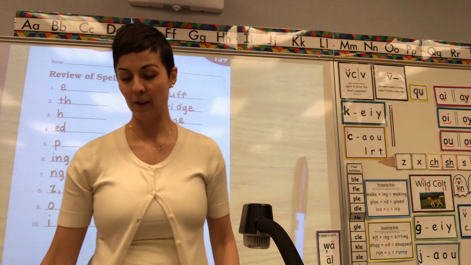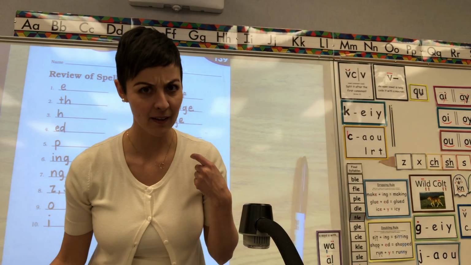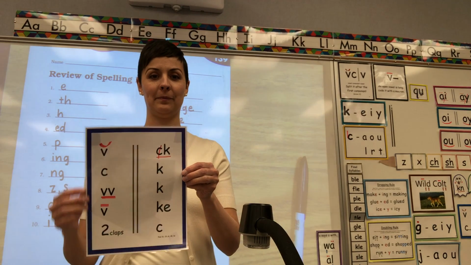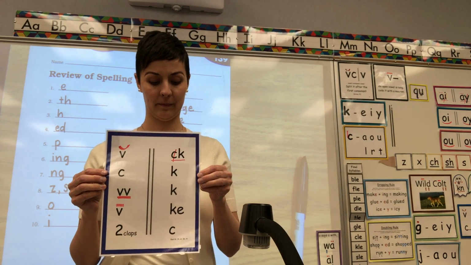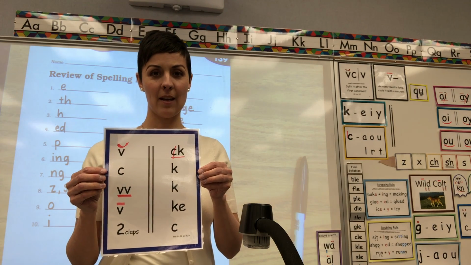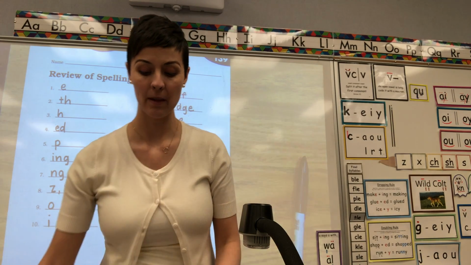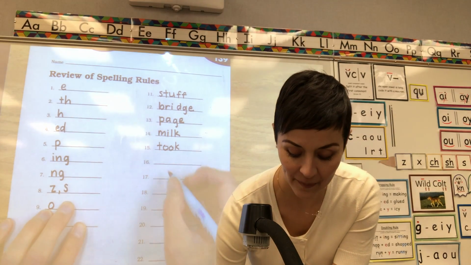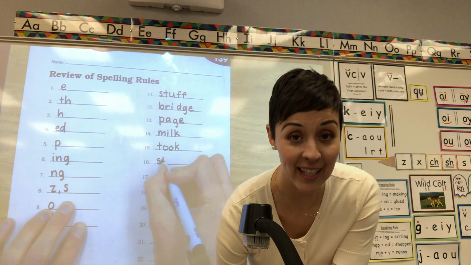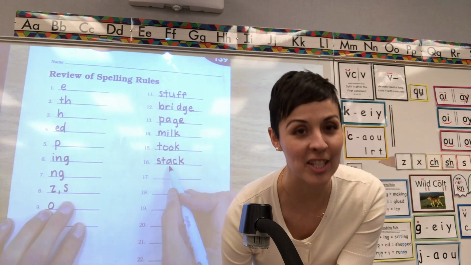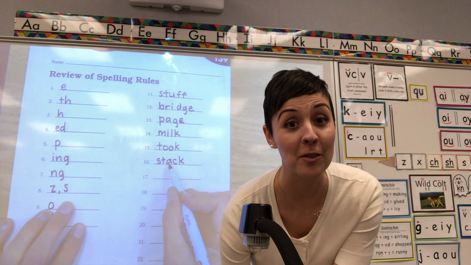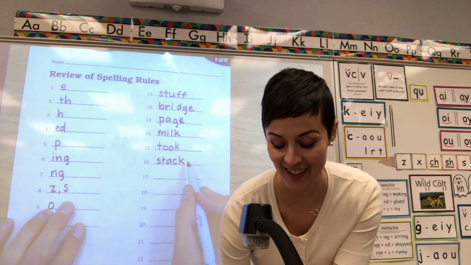Spell for me the word stack. What word? Stack. Okay. Will you spell stack for me? Starting S. Ready? S-T-A-C-K. Good. Did you notice that was after a short vowel? Use C-K. You got it.